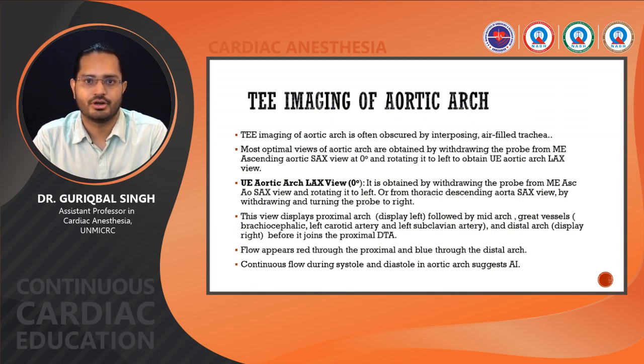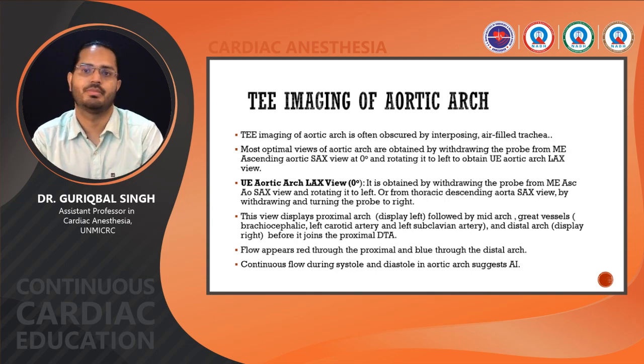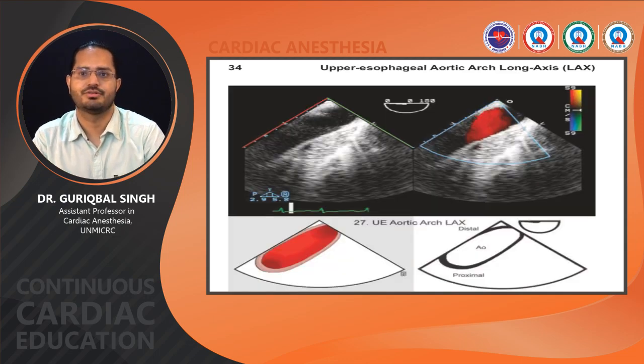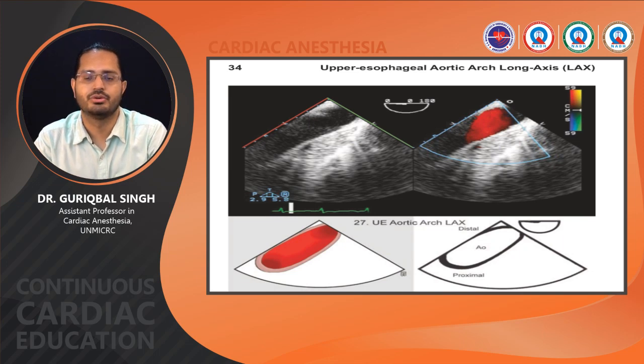TE imaging of the aortic arch. So basically the aortic arch is often obscured by the interposing air-filled trachea. The most optimal view of the aortic arch is obtained by withdrawing the probe from the mid-esophageal ascending aortic short axis view at 0 degrees and rotating it to the left to obtain the upper esophageal aortic arch long axis view. So this is the upper esophageal aortic arch long axis view, showing the proximal part as well as the distal part of the aortic arch.